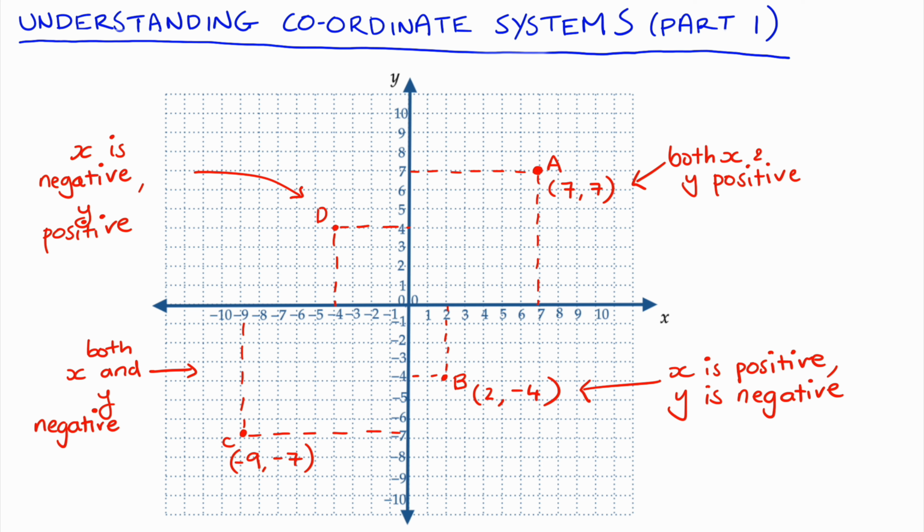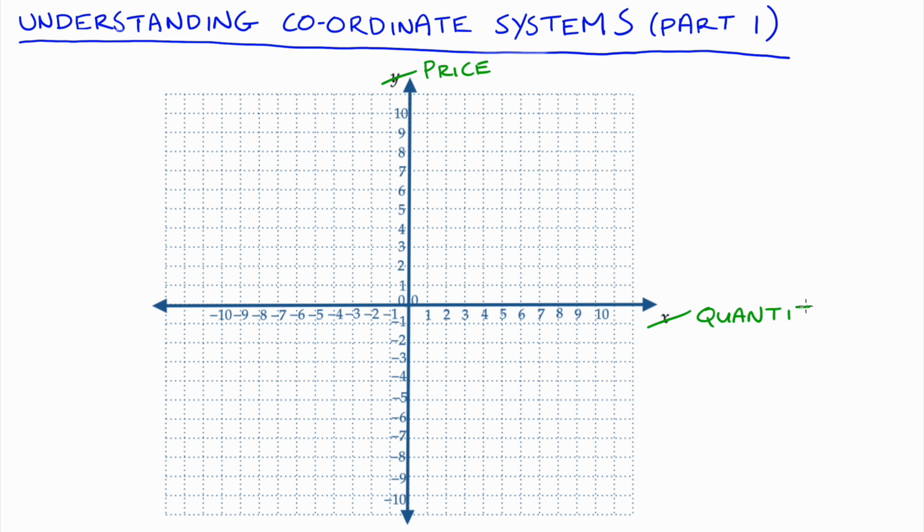Now, two things are worth noting at this point. The first is that x and y could be any variables that we're interested in. So for instance, in economics, we could have axes that looked at the price and quantity, or quantity and total cost. We could look at gross domestic product and time.